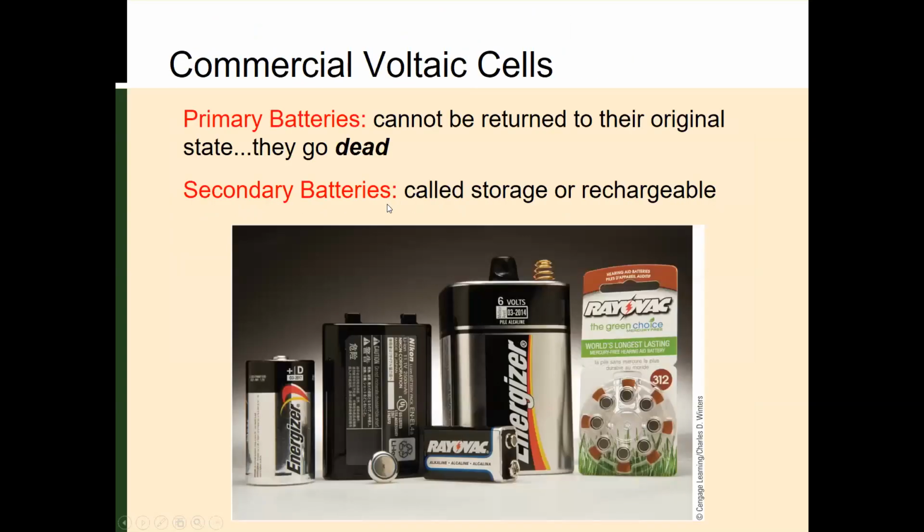Okay, so now it's time to talk about batteries a little bit. Now there's 2 kinds of batteries. There's batteries that once you use, they just go dead and you're done with them. We also have secondary batteries, which are called storage or rechargeable batteries.